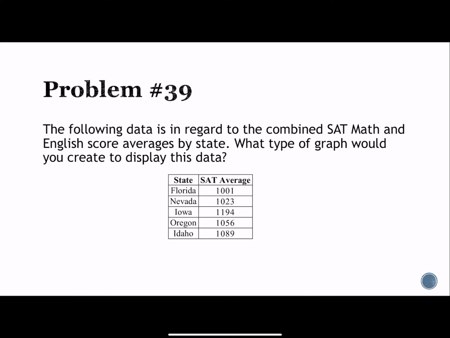Now we've got SAT averages, so there's not really a way to convert these to a percent, because they're not totals. So I think the bar graph would be the best graph to use to display this data. Bar graph. So again, that's chapter 2.